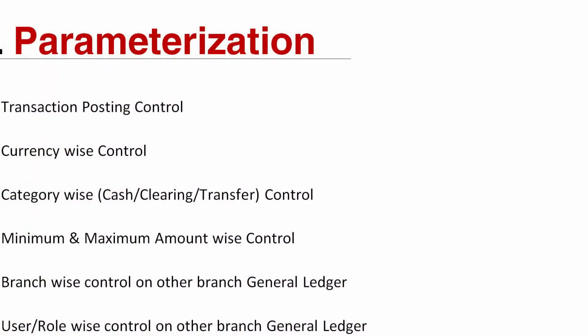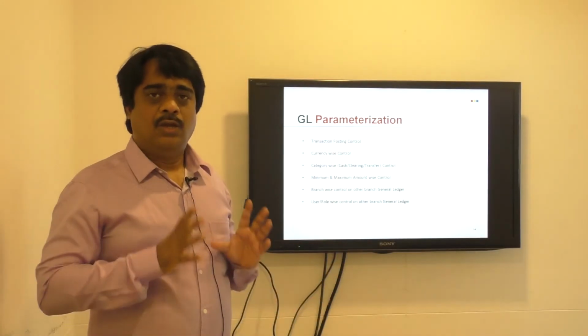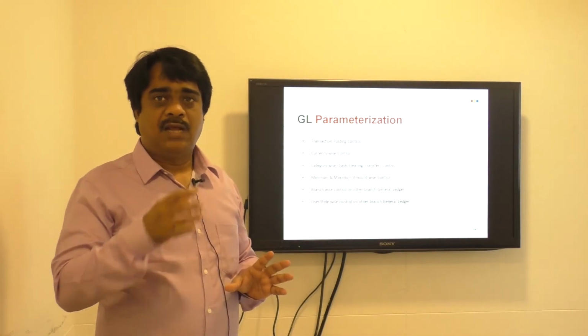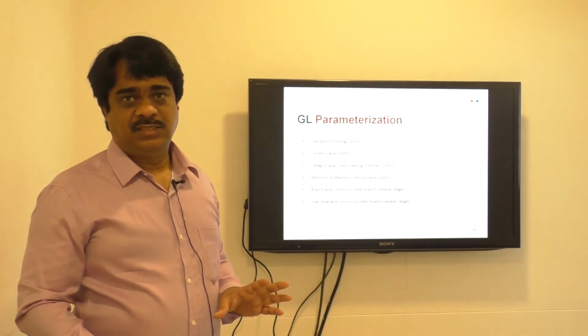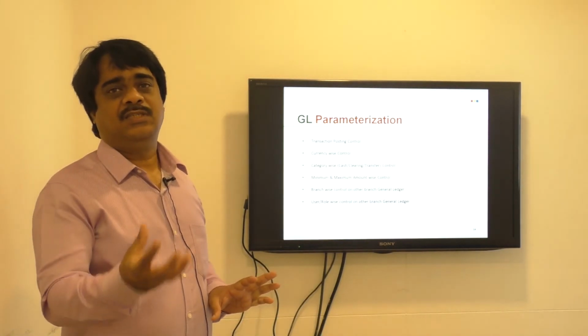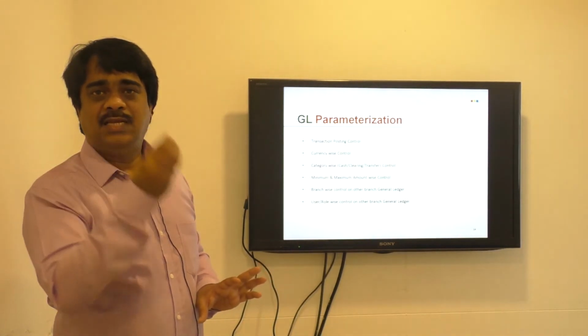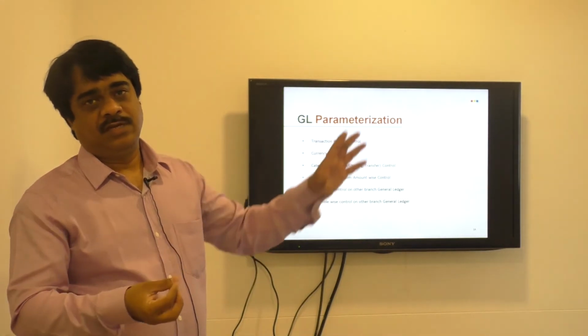The head office will have access to all the GLs across the branches, within the bank. Whereas the branches will have access to the respective branch GLs and the transfer GLs for the other branches and the transfer GLs to the head office branches.